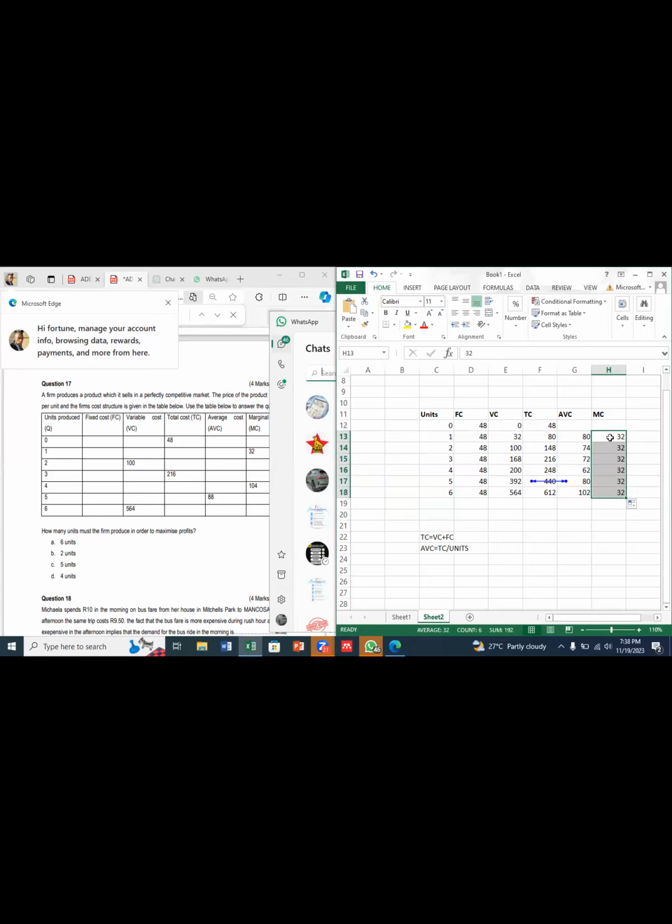Unfortunately, I think there's a mistake in cell G17. That 80 should be 88. It's something that we were given. So let me correct that. So it's 88. Does it affect the calculations down there? Is it affecting anything here? Yes, the MC.